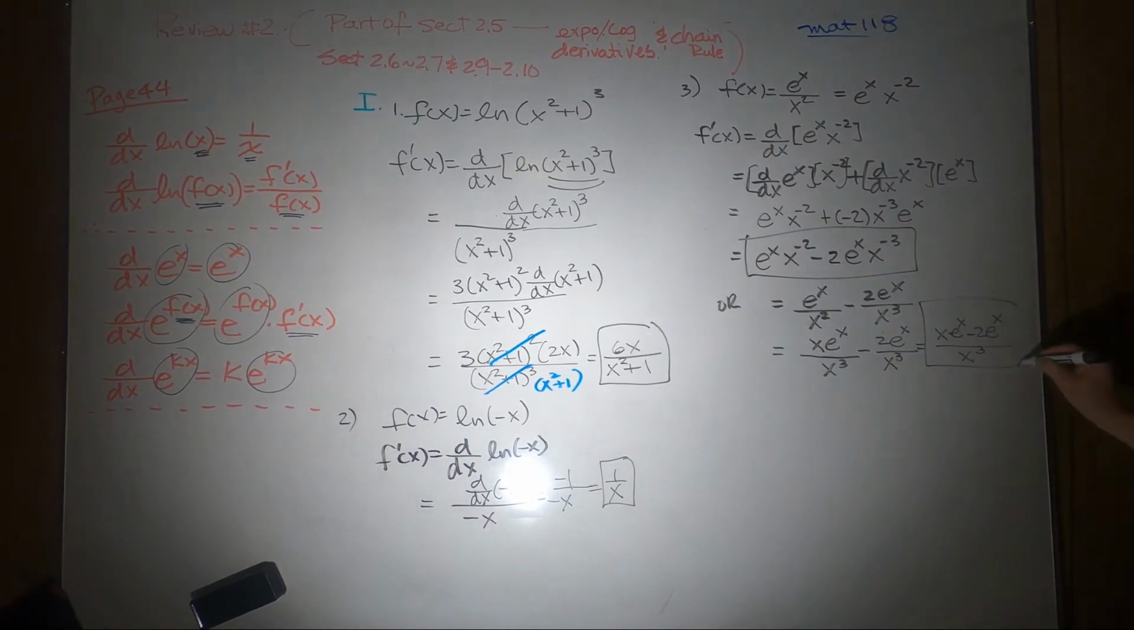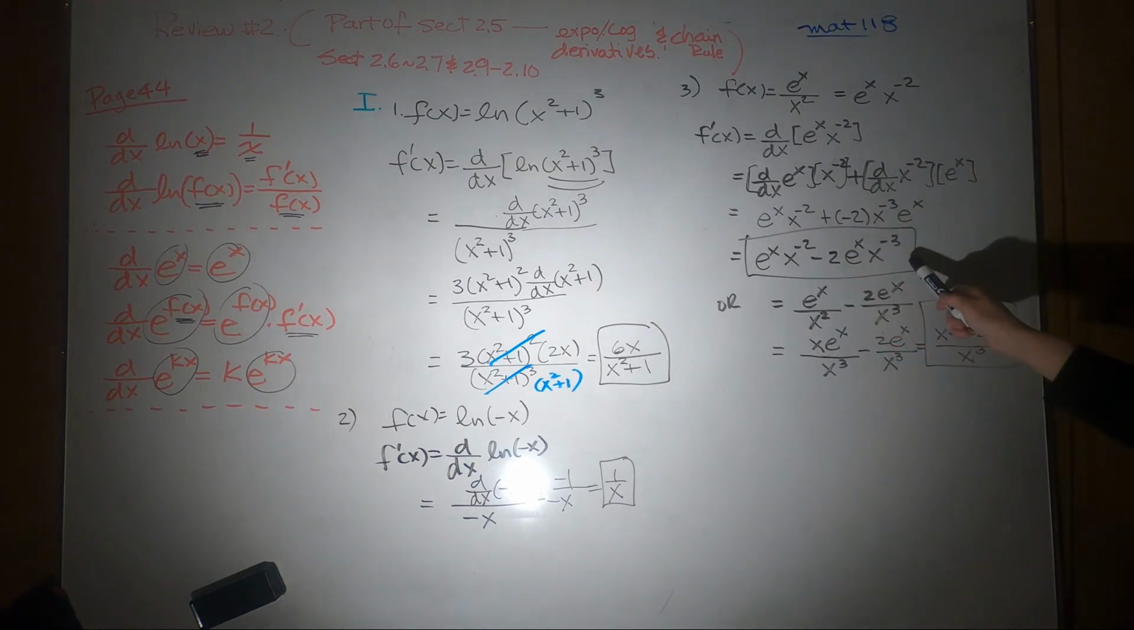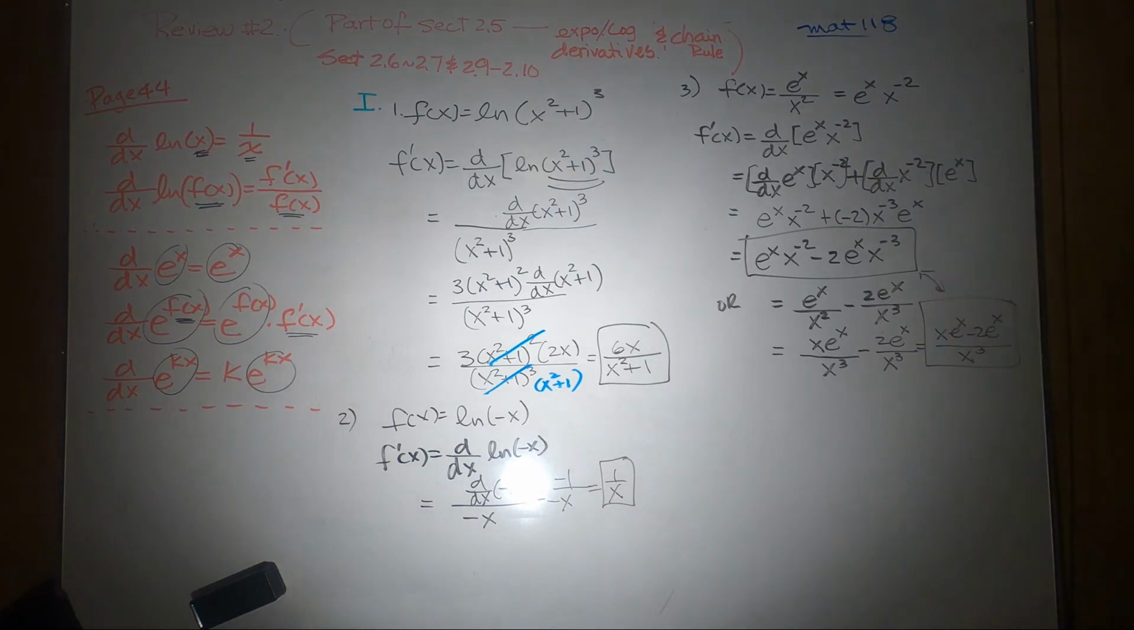You can write the answer either way. If you use quotient rule, then you will get this one. But if you use product rule, you probably will write the answer this way. But either way, it's okay, right?